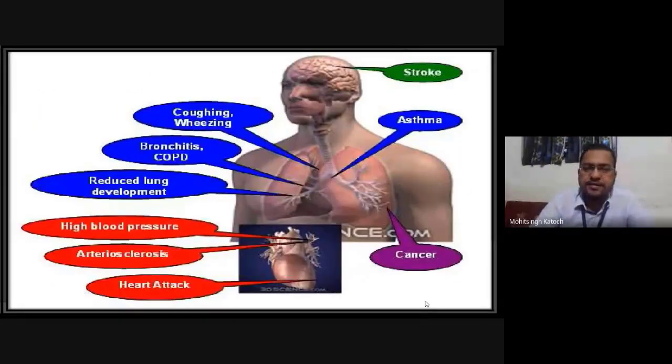You can clearly see in this photograph various organs in the human body which are affected due to diseases occurring because of noise pollution. Brain stroke, bronchitis and asthma in the lungs, high blood pressure, arteriosclerosis, heart attack in the heart, cancer, all these are ill effects of noise pollution.